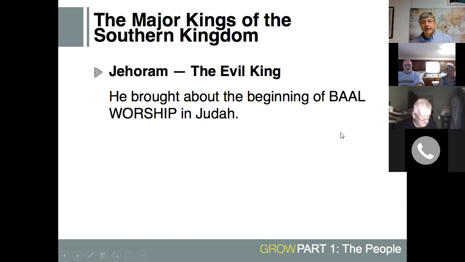And he brought about the beginning of Baal worship in Judah. So not only do we have Baal worship in the north, where you would expect it, because they weren't following Yahweh and didn't have the temple anyway, but we get to a point here now where Baal worship is in the south in Judah, right alongside the temple. And in fact, some of these kings are moving some of the Baal worship and some of the idols into the actual house of the Lord at this time.